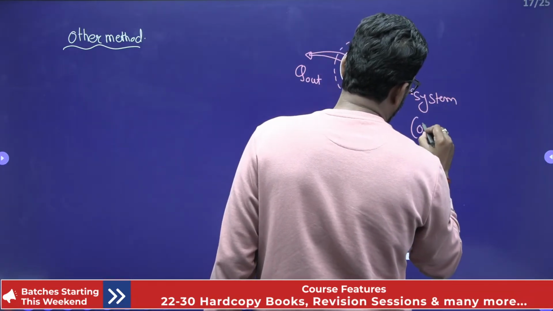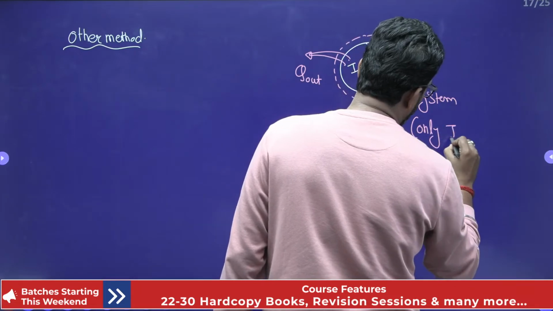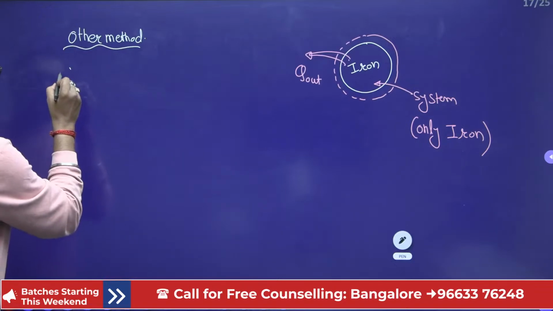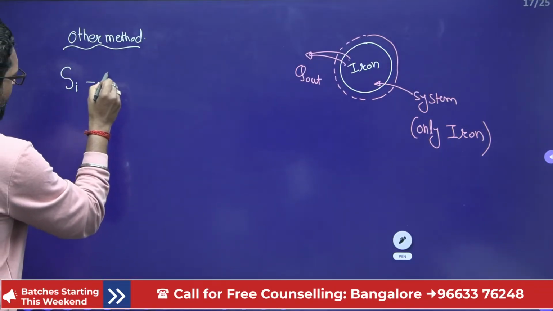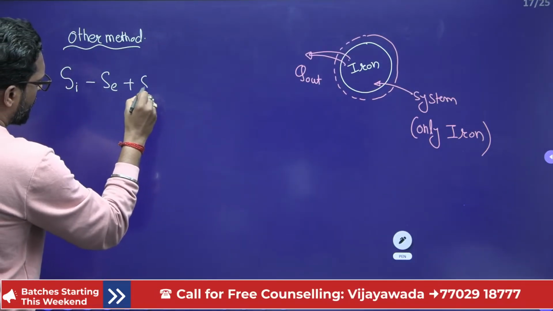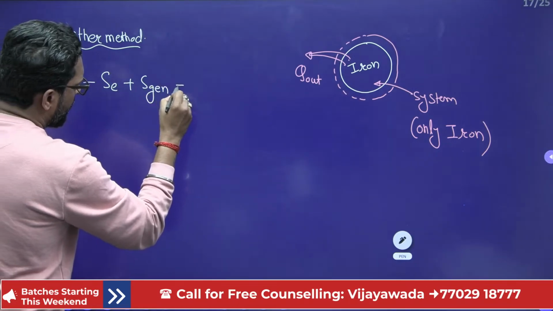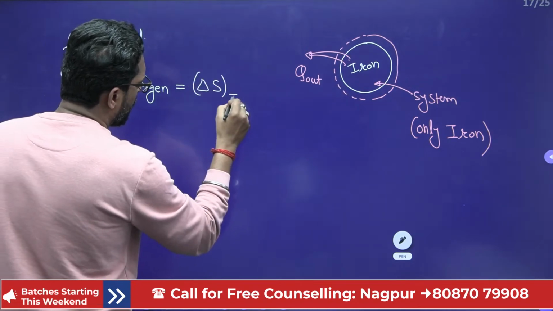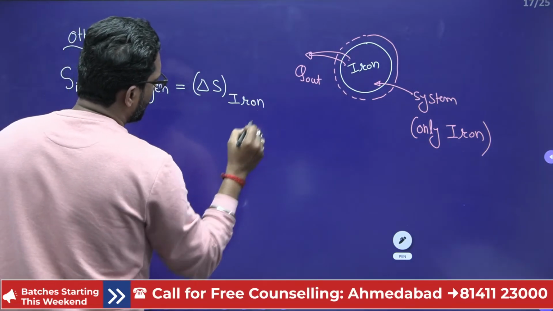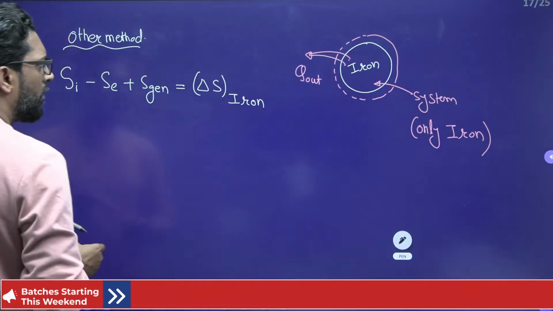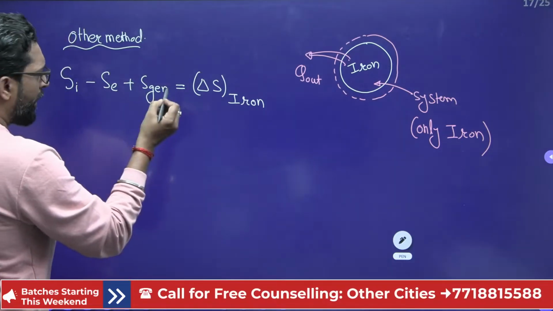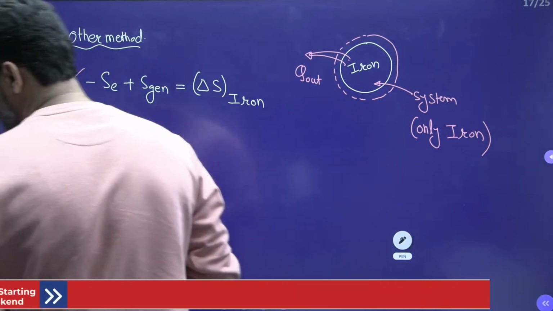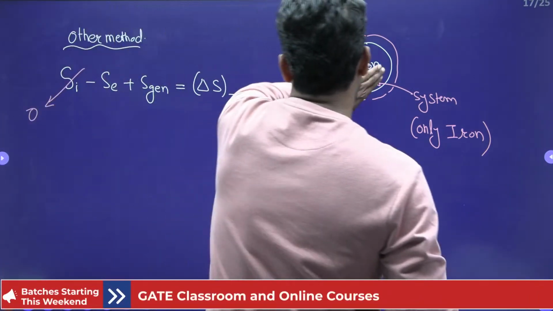The system is only iron. Now we have to apply the entropy balance: S in minus S exit plus S generation is equal to delta S of iron. There is no S in, only S exit is there.